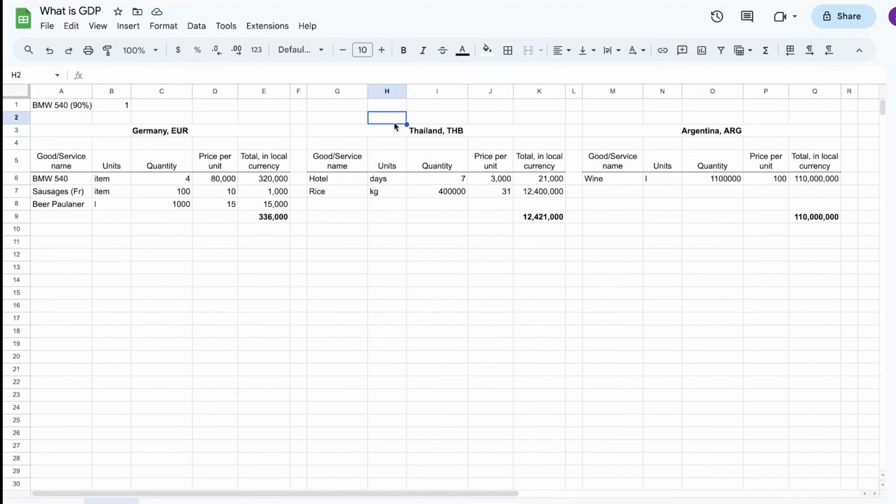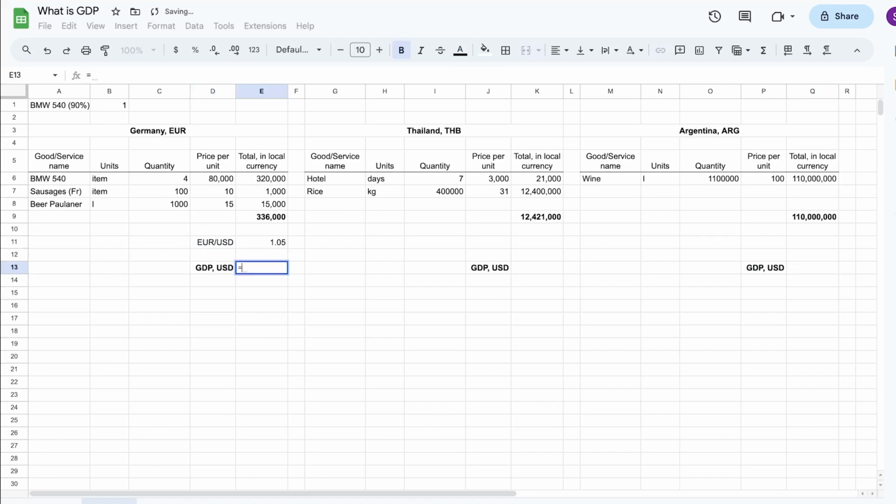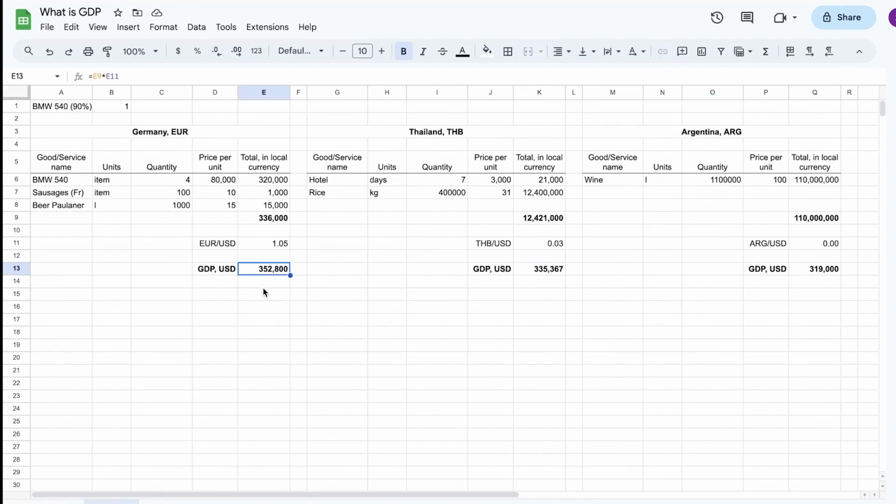Now we see that each country has calculated its GDP based on its local currency. To make these numbers comparable, usually GDP is translated into US dollars. Now let's translate each country's GDP from its local currency to US dollars based on the actual exchange rate. Now we can see that German GDP is the biggest, hence the German economy is the largest here. Thailand goes after Germany as it has a lower GDP, and Argentina gets 3rd place.